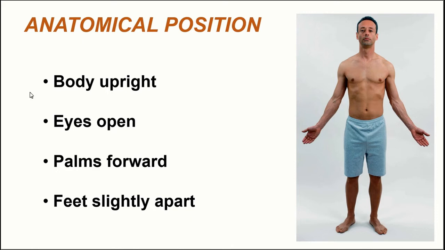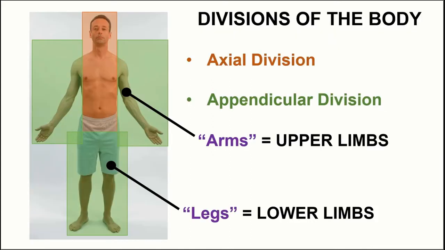This short list here are the attributes for anatomical position. We're going to assume that the person we're referring to is standing and their body is upright. We're going to assume that their eyes are open and they're facing forward, their palms are forward, and their feet are about shoulder width apart. So that's anatomical position.